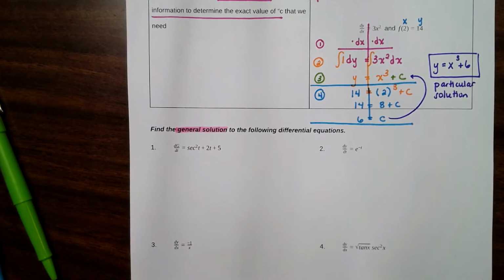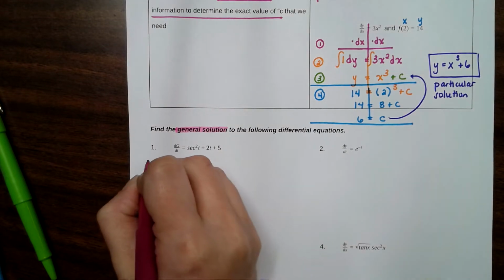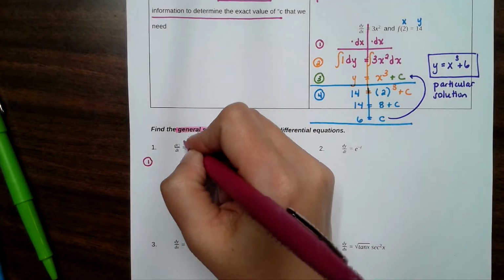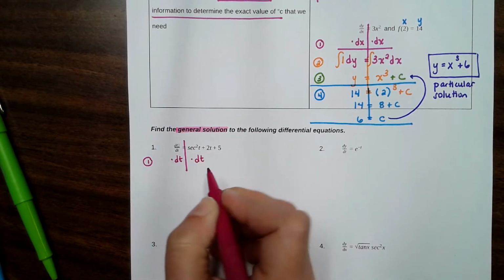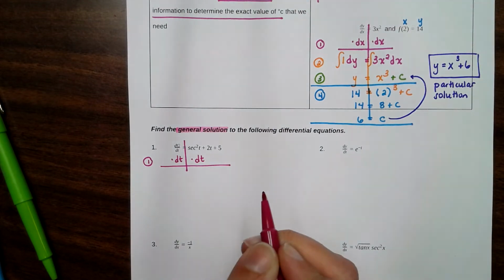The second thing I want you to notice is that we have slightly different variables here. Instead of x's and y's, we have g's and t's. Nothing about this process changes. We're still going to start by separating the variables. So in my opinion, I'm going to start by multiplying by dt on both sides.